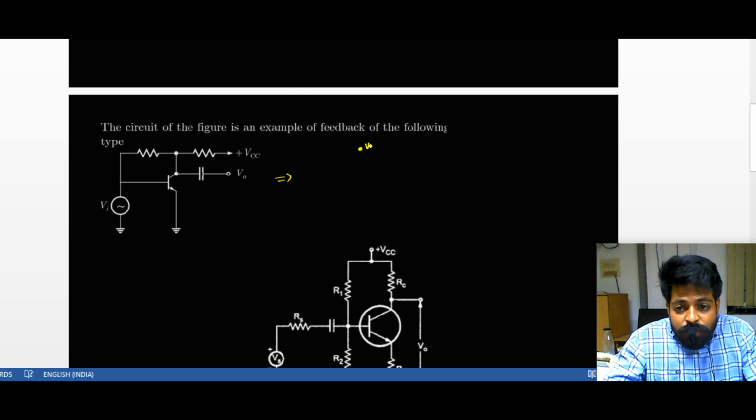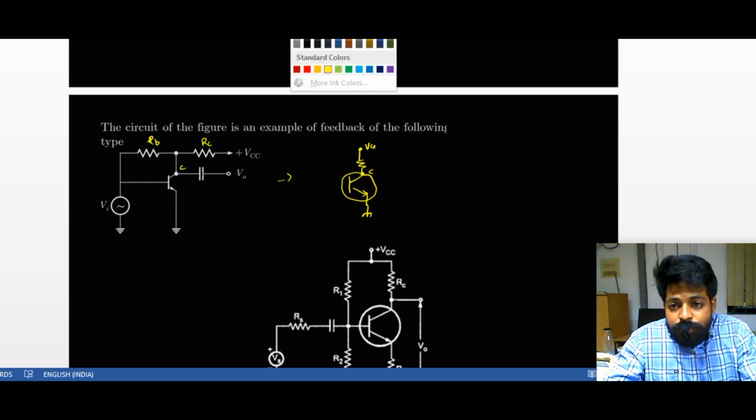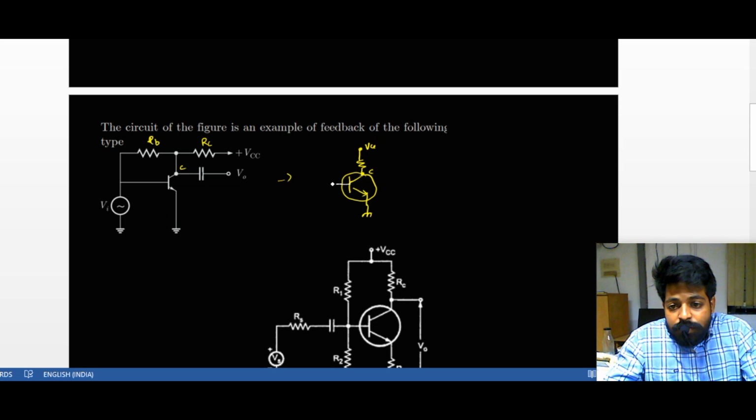So this is your VCC, which is connected with this RC network, and this RB network, let us suppose RB. RC is connected to the collector of the transistor, and the emitter is connected to the ground. The base is connected with the V input, Vi, and there is a feedback from the output to the input.